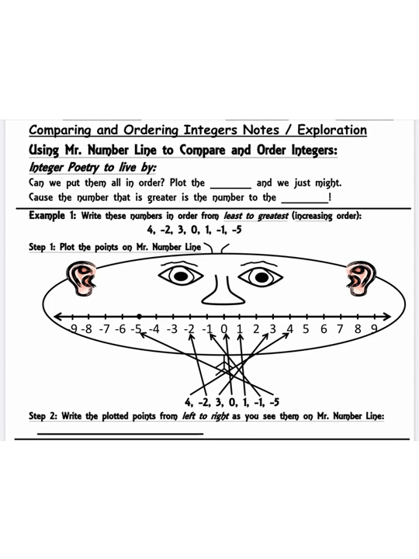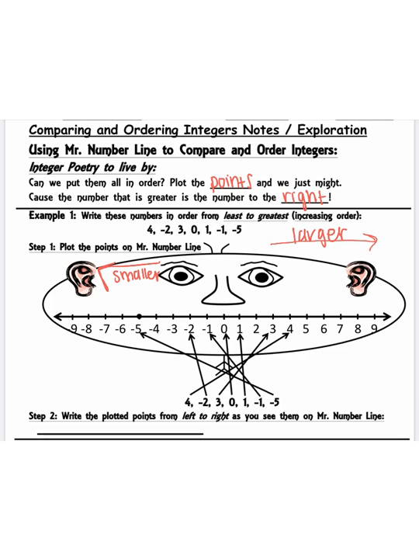It says, can we put them all in order, plot the points, and we just might. Because the number that is greater is the number to the right. So just like we talked about in our last video, as you move to the right of the number line, you're going to get larger numbers. And as you move to the left, you're going to get smaller numbers.